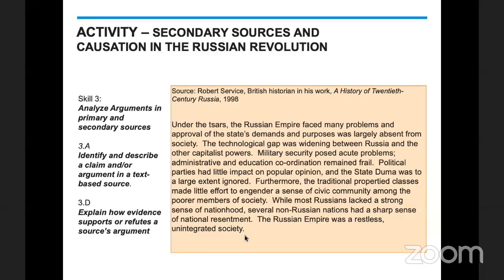So we start off the year with kind of dueling interpretations, but being able to read and identify an argument and then think about whether you could support it or refute it with evidence that you know is really important.